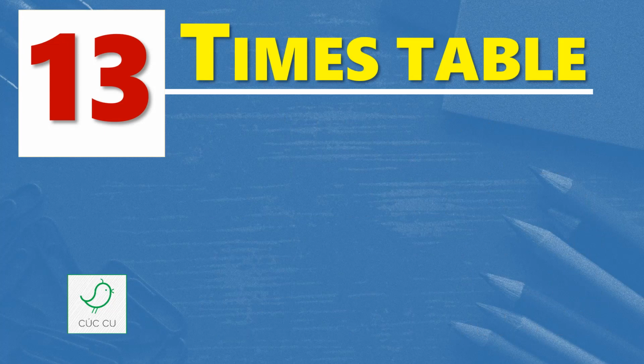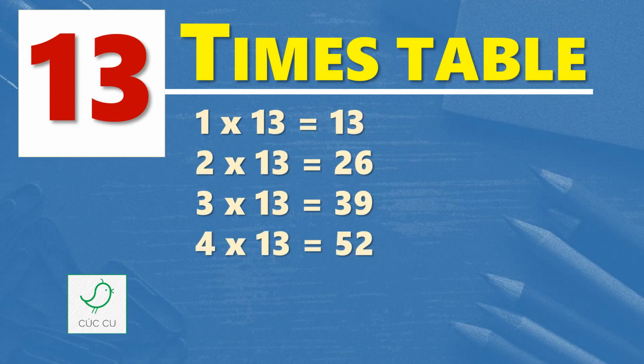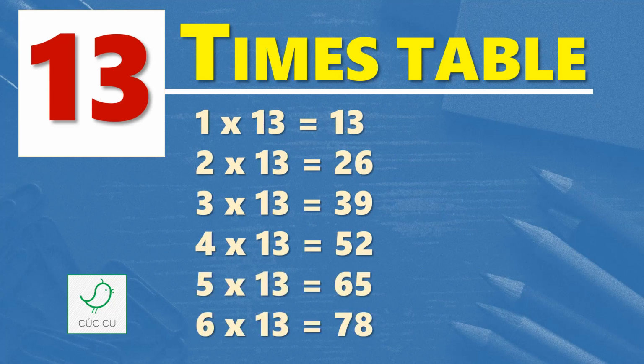13 times table. 1 times 13 is 13. 2 times 13 are 26. 3 times 13 are 39. 4 times 13 are 52. 5 times 13 are 65. 6 times 13 are 78.